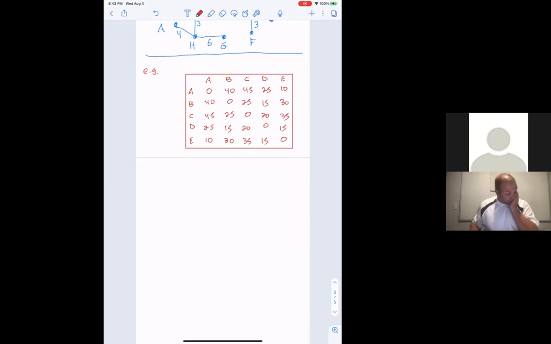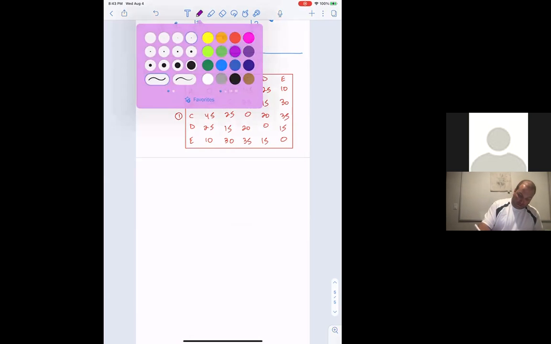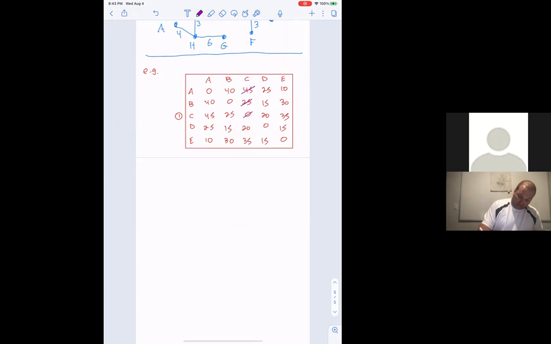So here's how we do it. Step 1, pick any vertex. The book picks vertex A. Let's pick a different one. Let's pick vertex C. So C is going to be our first pick. What we're going to do is cross out all the numbers in column C and pick the smallest weight in row C, which is 20. So that means D was our second choice.